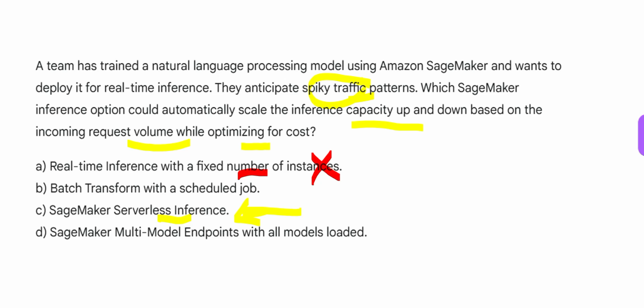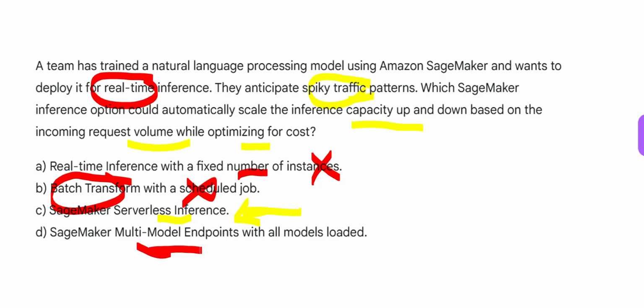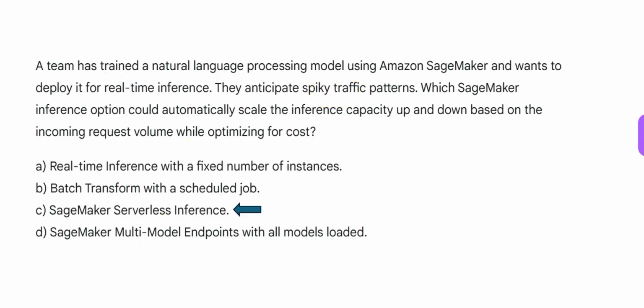Batch transform. Here we are talking about real-time inference, and this option is telling me to use batch. So this is wrong. D is telling SageMaker multi-model endpoints when all models are loaded. Now the main purpose of multi-model endpoints is if you have multiple models and you want to put them into a single instance, then you use it. Here, that is not the requirement. That's why this is wrong. So we know that this is our answer, serverless. We don't want to take any headache. We want to scale up, scale down. Serverless, AWS itself will manage it.